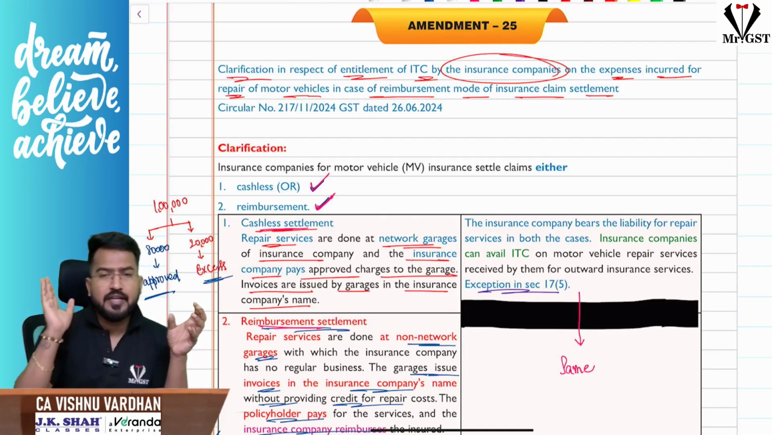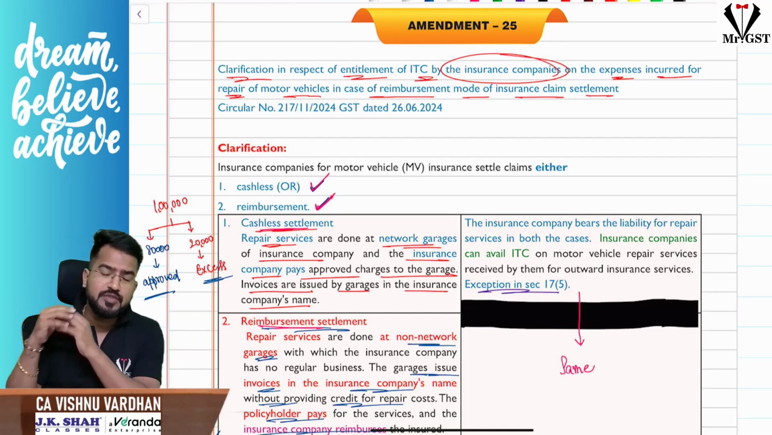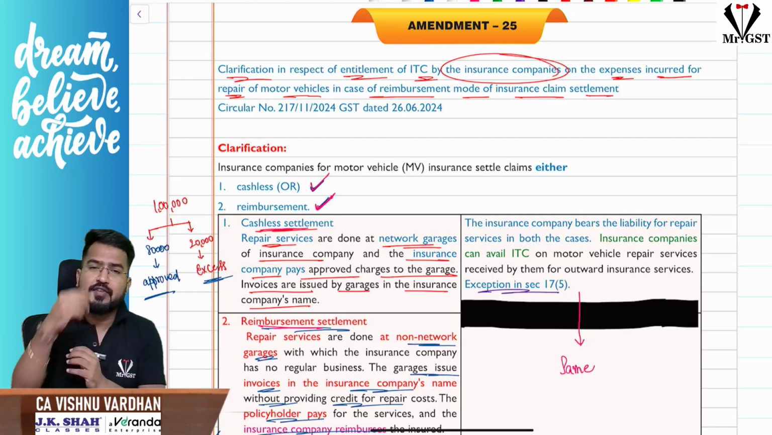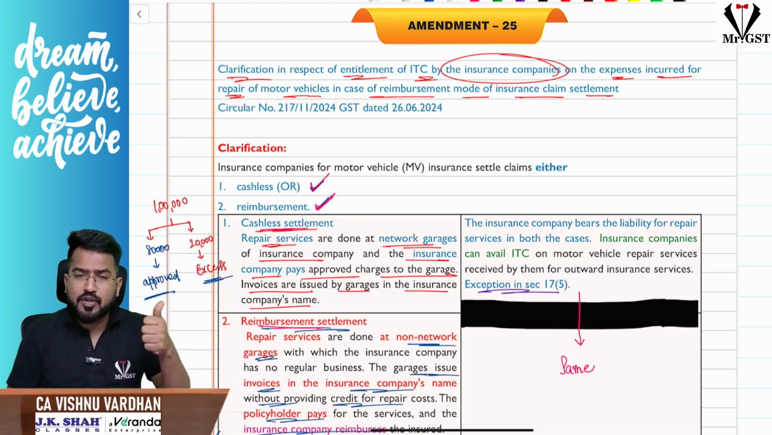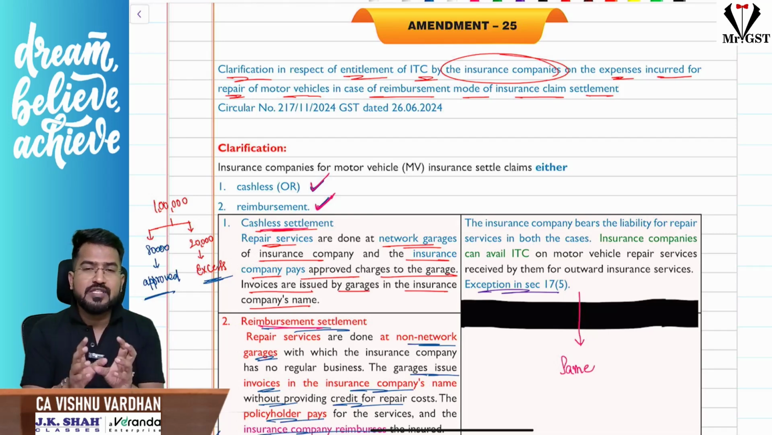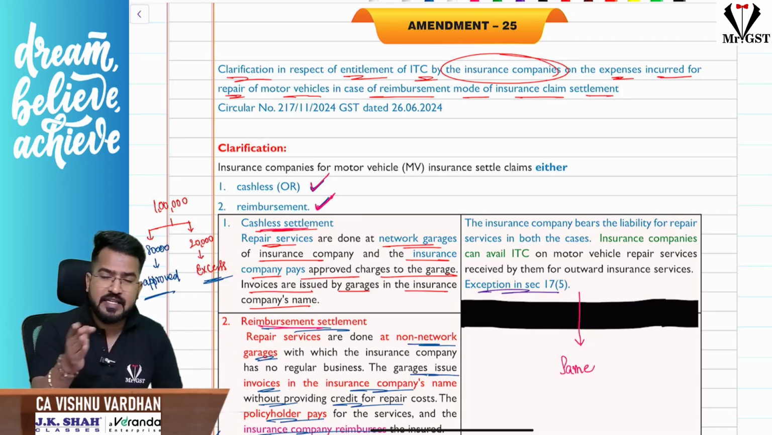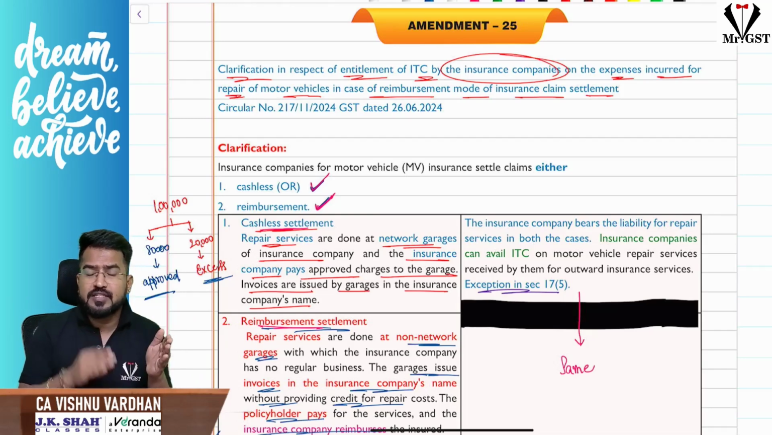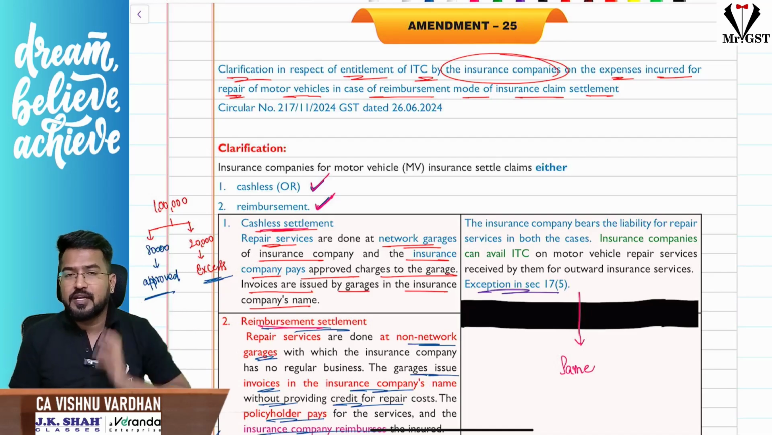and the insurance company makes payment. Or the customer gets the repair done in any other garage which is not within the network of the insurance company, and submits the bill, and the insurance company reimburses the amount. Whether cashless settlement or reimbursement, in both cases the insurance companies are bearing the repair costs for the vehicles and paying the consideration, and hence they are eligible for ITC. In section 17 subsection 5 on blocked credits, there is an exception for general insurance companies. So in both cases, insurance companies can take ITC on the repair expenses they have incurred.